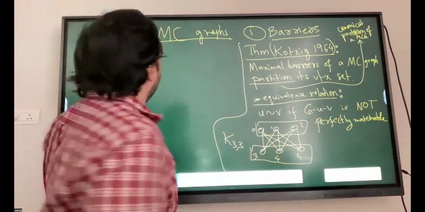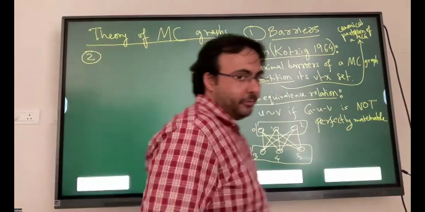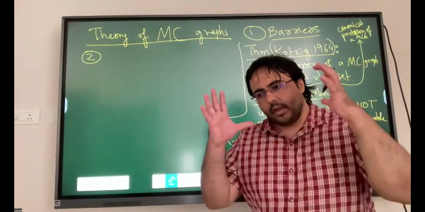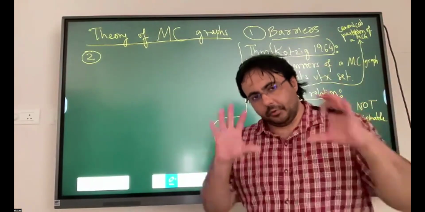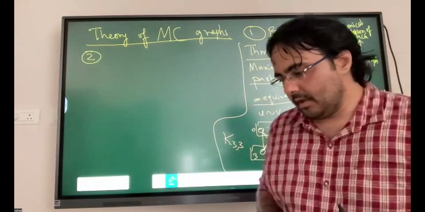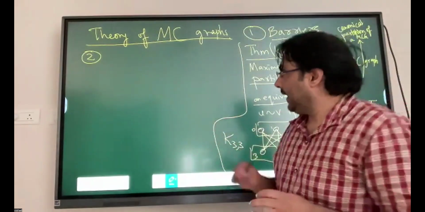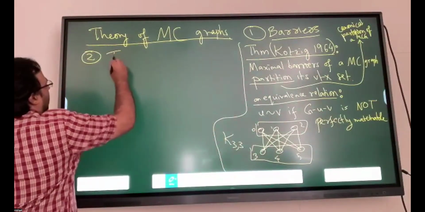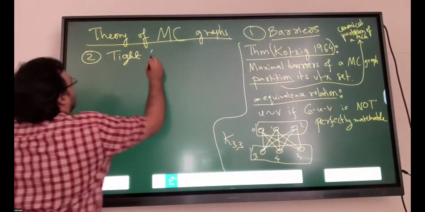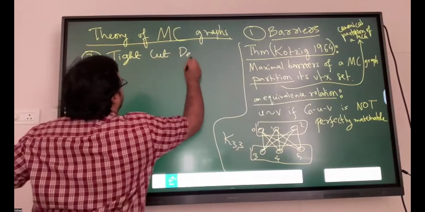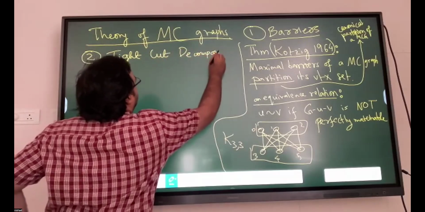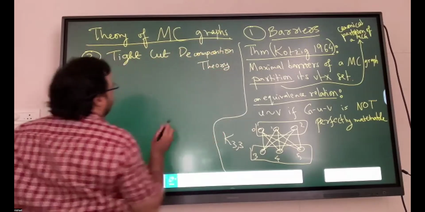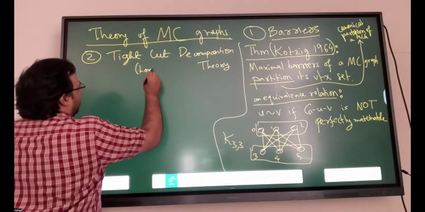I want to tell you some more things about this theory. Next I want to tell you about a method to break a given matching covered graph into smaller matching covered graphs. That is extremely useful in proving results in matching covered graphs. This is called the tight cut decomposition theory. It is due to many people, but the main person is Lovász.